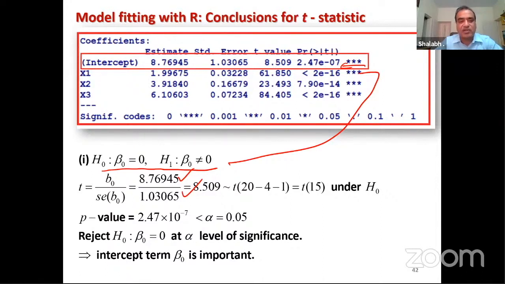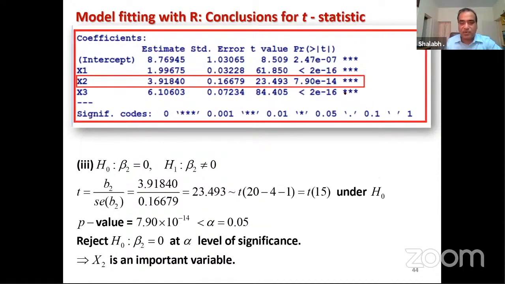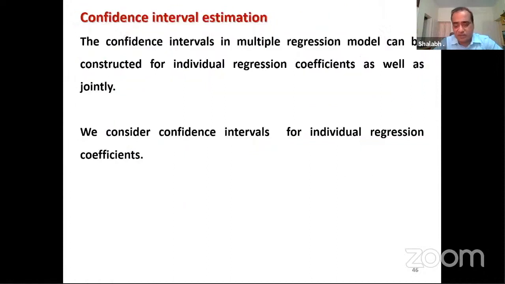Right, so similarly, if you come to the second one, this is conducting the test for H0: beta 1 equal to 0. And similarly, if you come to the third row, this is conducting the test of hypothesis H0: beta 2 equal to 0. And if you come to the last row, this is conducting the test of hypothesis for H0: beta 3 equal to 0. Right, so it is not difficult.